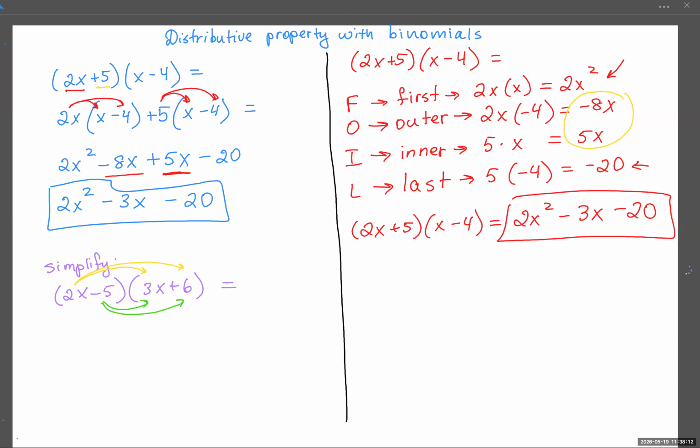2x times 3x, that is 6x squared. 2x times positive 6, that is positive 12x. Negative 5 times 3x, that is negative 15x. And negative 5 times positive 6, that is negative 30. Still have like terms to put together. Positive 12 and negative 15 with an x. So this is 6x squared plus 12 minus 15, that is a negative 3x, and negative 30.